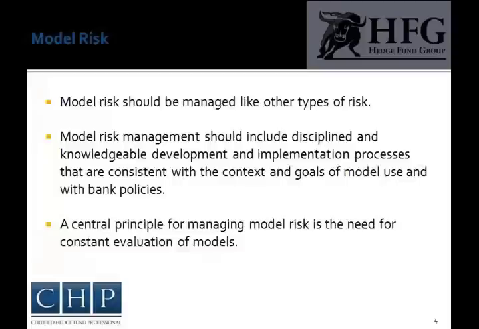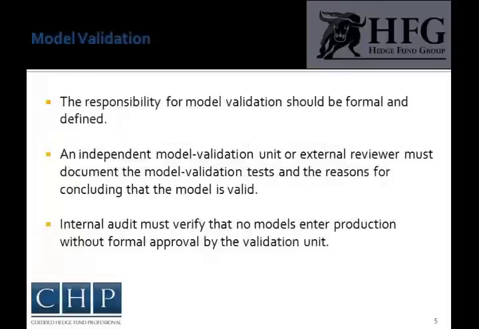Among these are establishing limits on the model use, monitoring model performance, and supplementing model results with another analysis or information. Although model risk management has made significant inroads into risk management functions, there have been and still are significant challenges in building a truly effective model risk management program. The responsibility for model validation should be formal and defined. In addition, policies should specify that before a model can enter production, it needs to be validated.